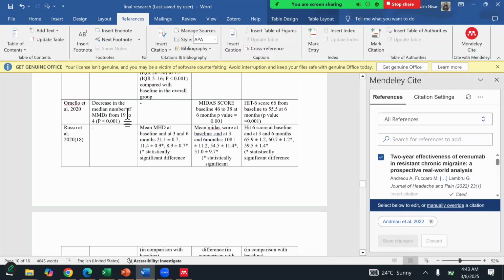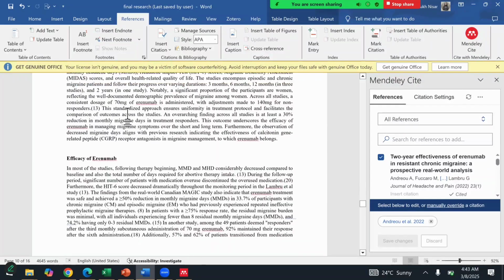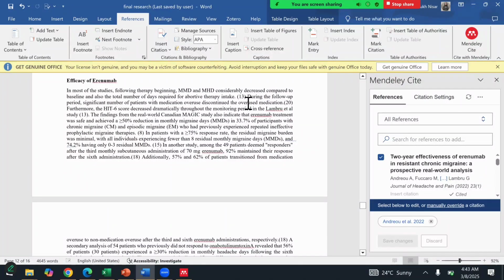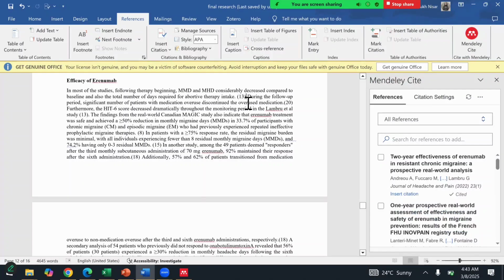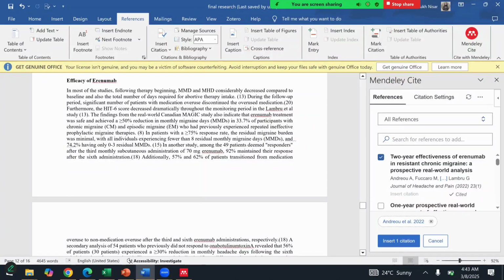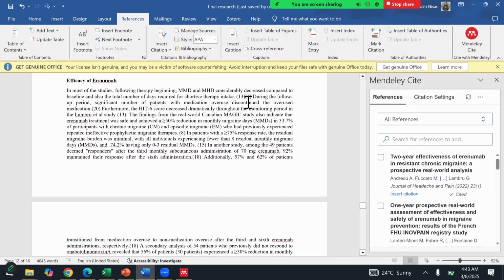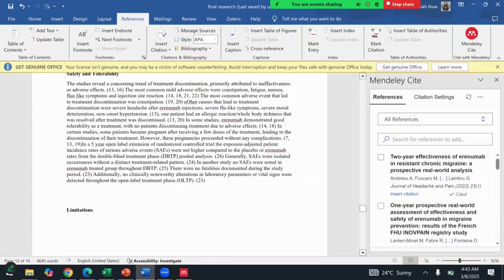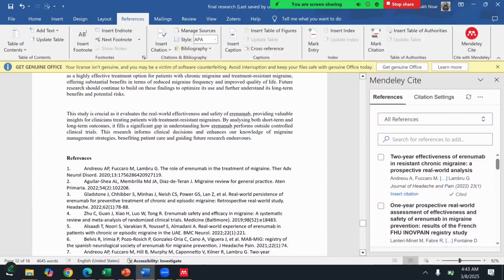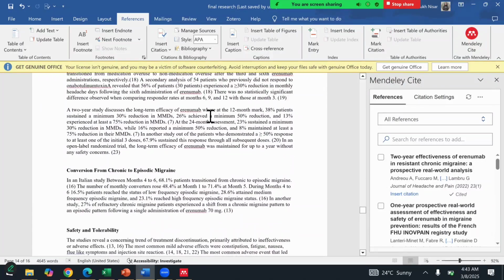So what is this place? I think it was a mistake. So we were at here. So choose this and insert one citation. So this citation is inserted here. And also it would be added here as well. So this way you will add your citations.